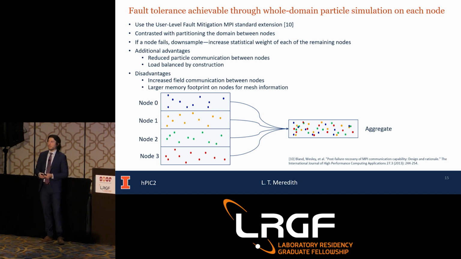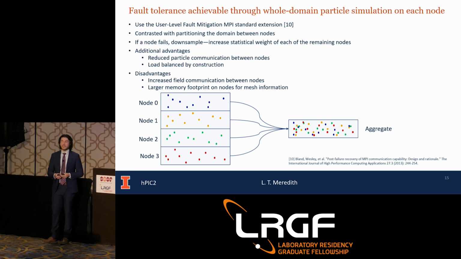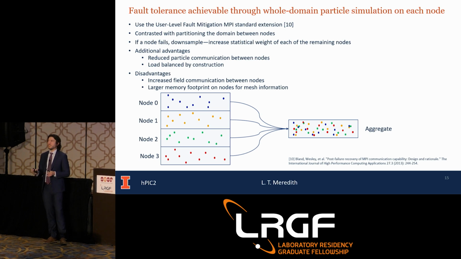So one of the ideas that we've been playing around with in HPIC2 is a novel fault tolerance scheme where each compute node is responsible for particles on the entire domain. What this means is that if a node fails, we can simply downsample and increase the weight of particles on each of the remaining nodes to compensate for the loss of one node. This comes with a couple of other advantages. We have reduced particle communication between nodes because we don't need to move particles between subdomains when they cross internode boundaries. And it's load balanced by construction, since each node is exploring the same regions of phase space.